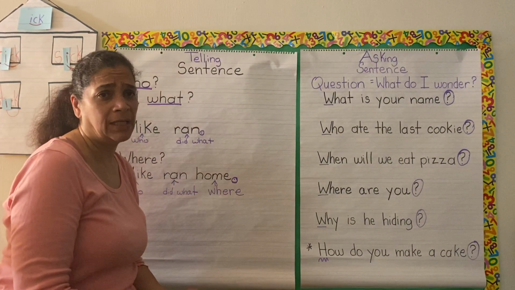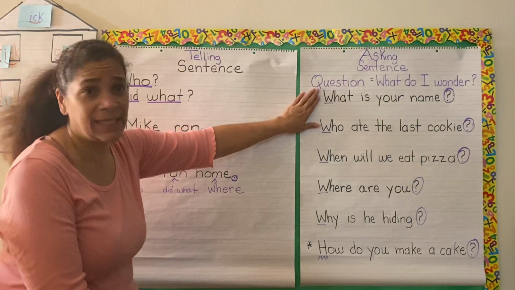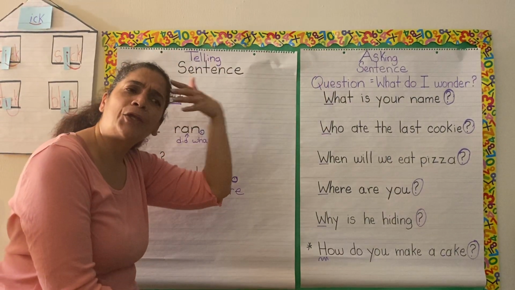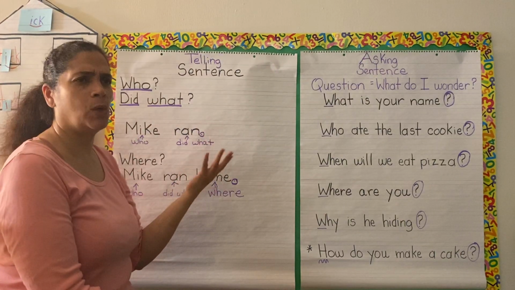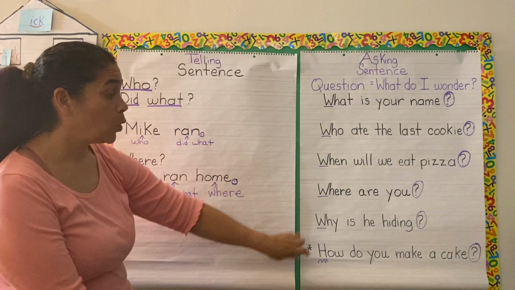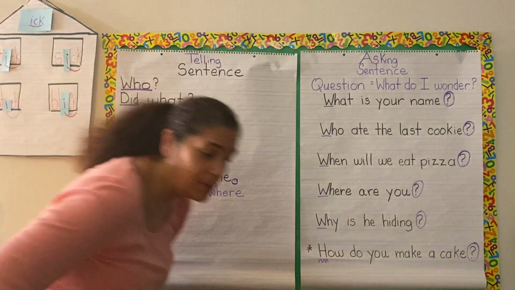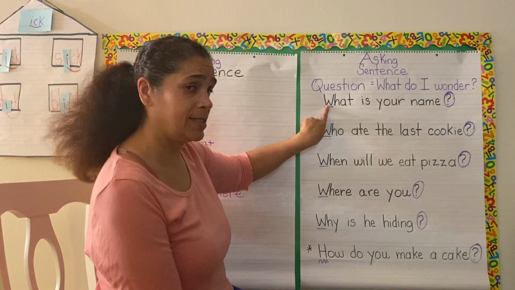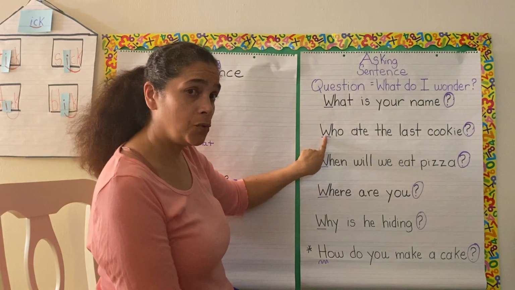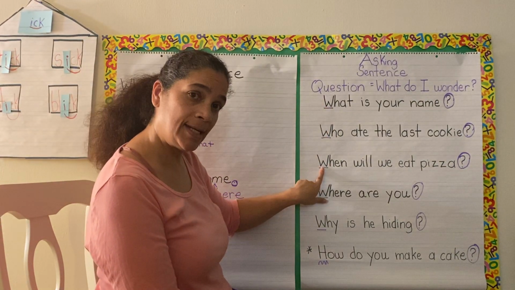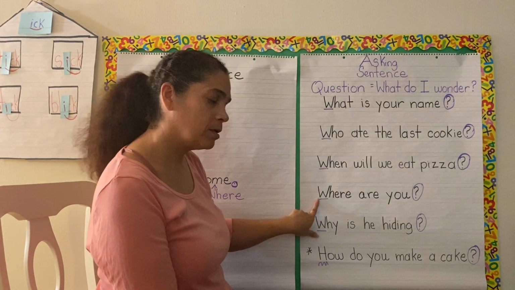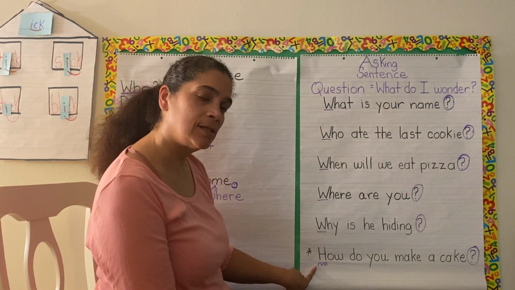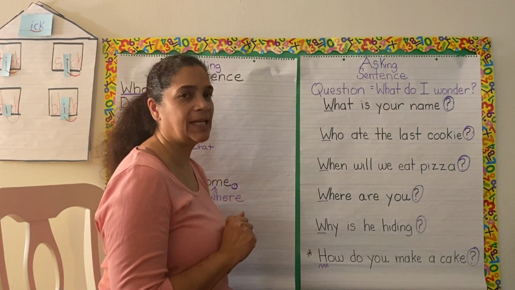When we're talking about an asking sentence, we're really asking a question. And we know that a question is something that you wonder about. What do I wonder? Well, we talked about the 5 W brother words. What, who, when, where, why, and the bonus, how. Let's dig into this.